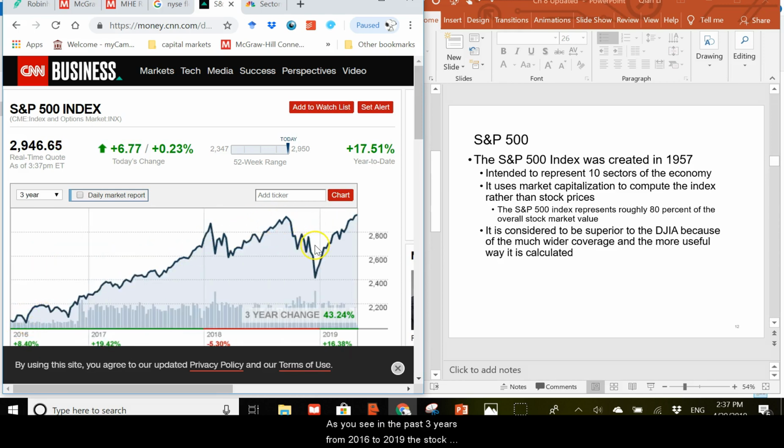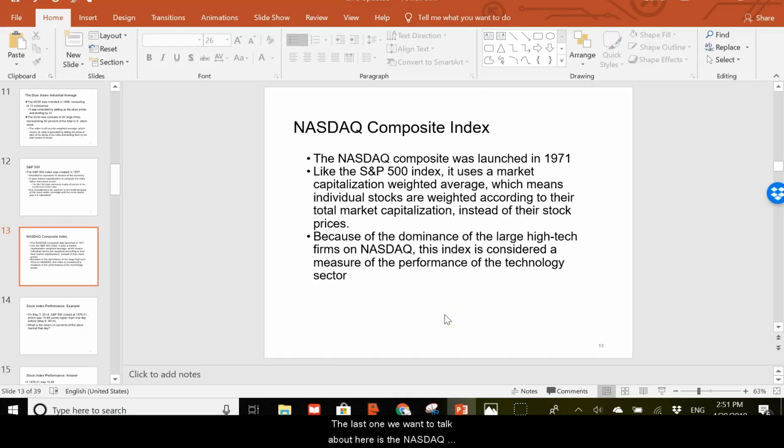As you see, in the past 3 years, from 2016 to 2019, the stock market has grown substantially. We did see a drop in the market by the end of 2018, but soon after that, the market recovered and kept growing. The last one we want to talk about here is the Nasdaq Composite Index, and this one was launched in 1971, so it's relatively newer than the Dow or the S&P 500.